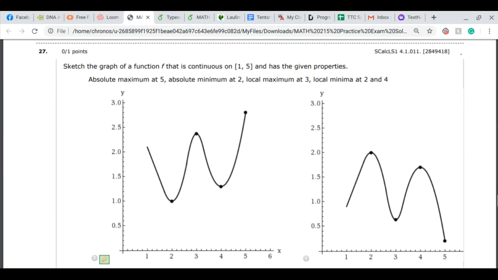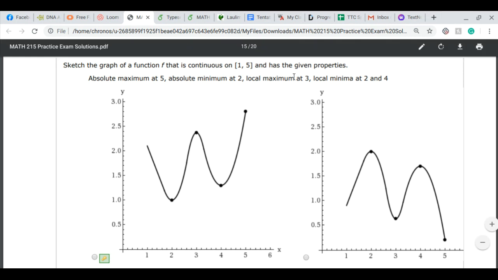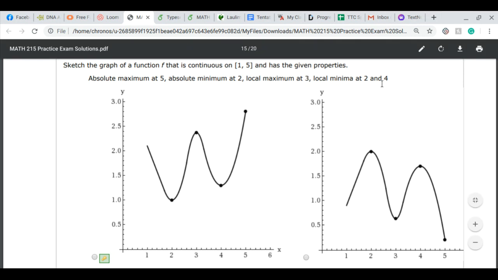Number 27. All right, we're getting there. We're almost done with this practice exam. Sketch the graph of a function that is continuous on 1 to 5 and has the given properties. Absolute max at 5, absolute min at 2, local max at 3, local minima at 2 and 4.